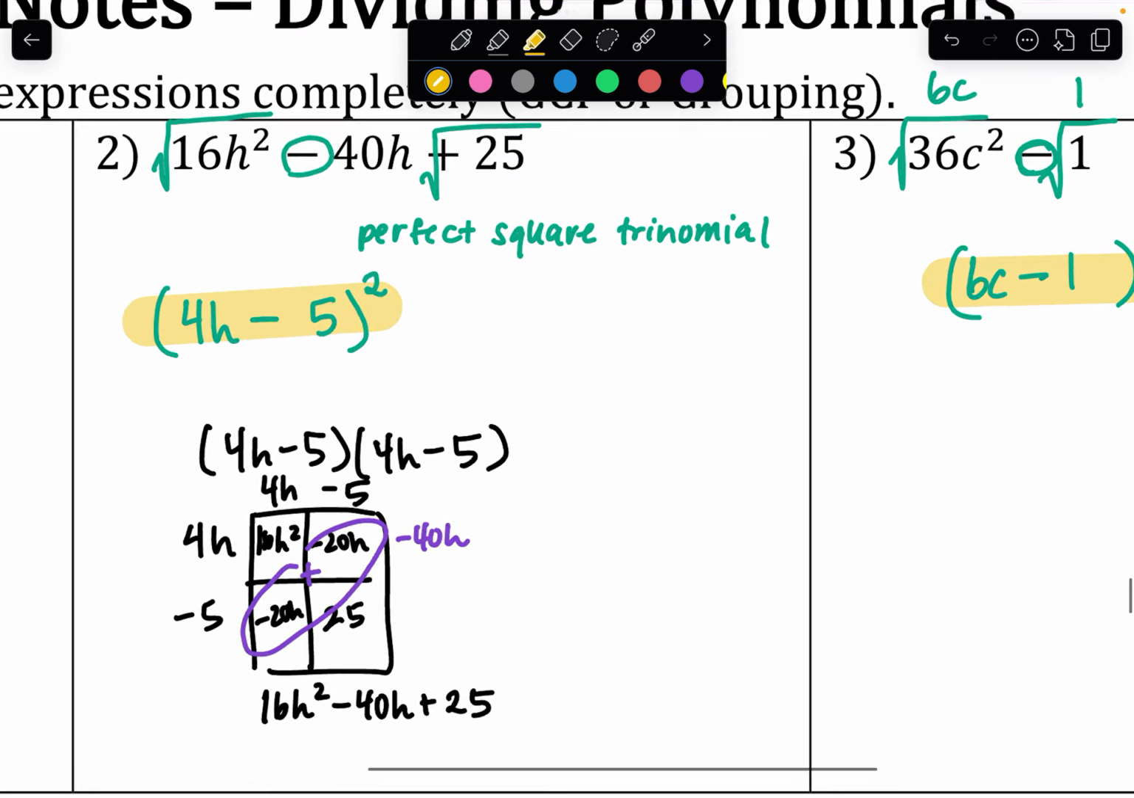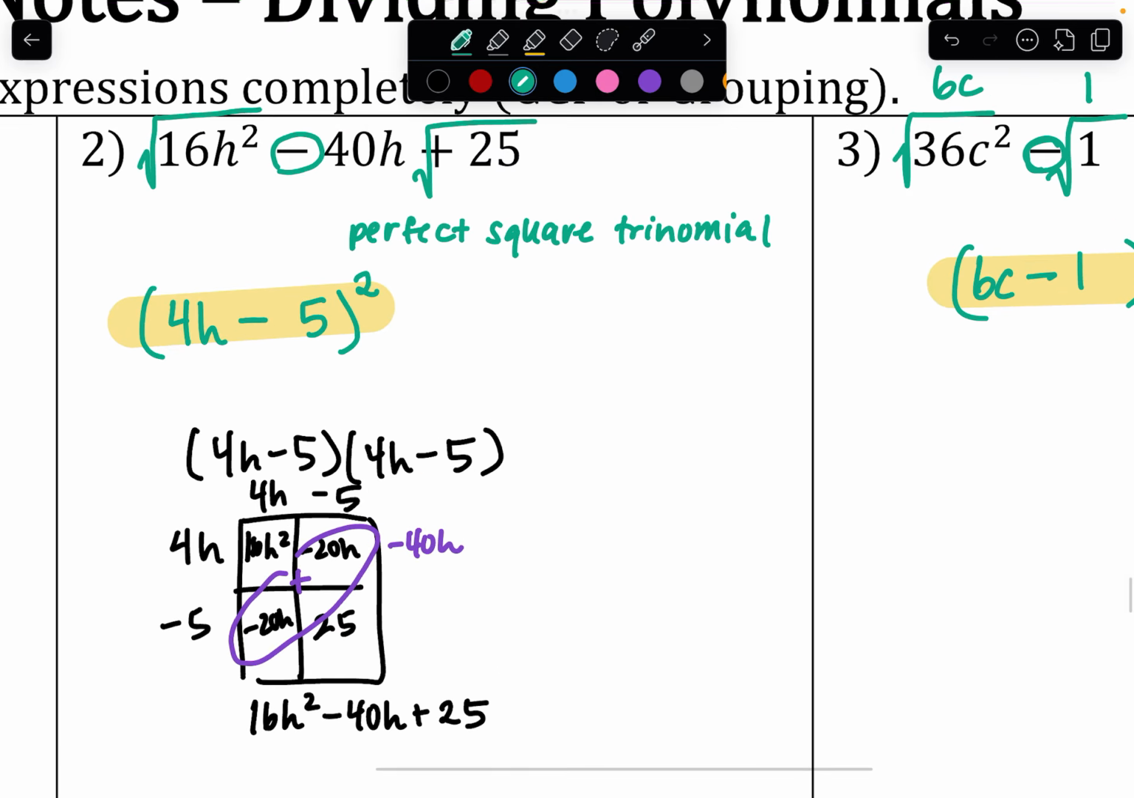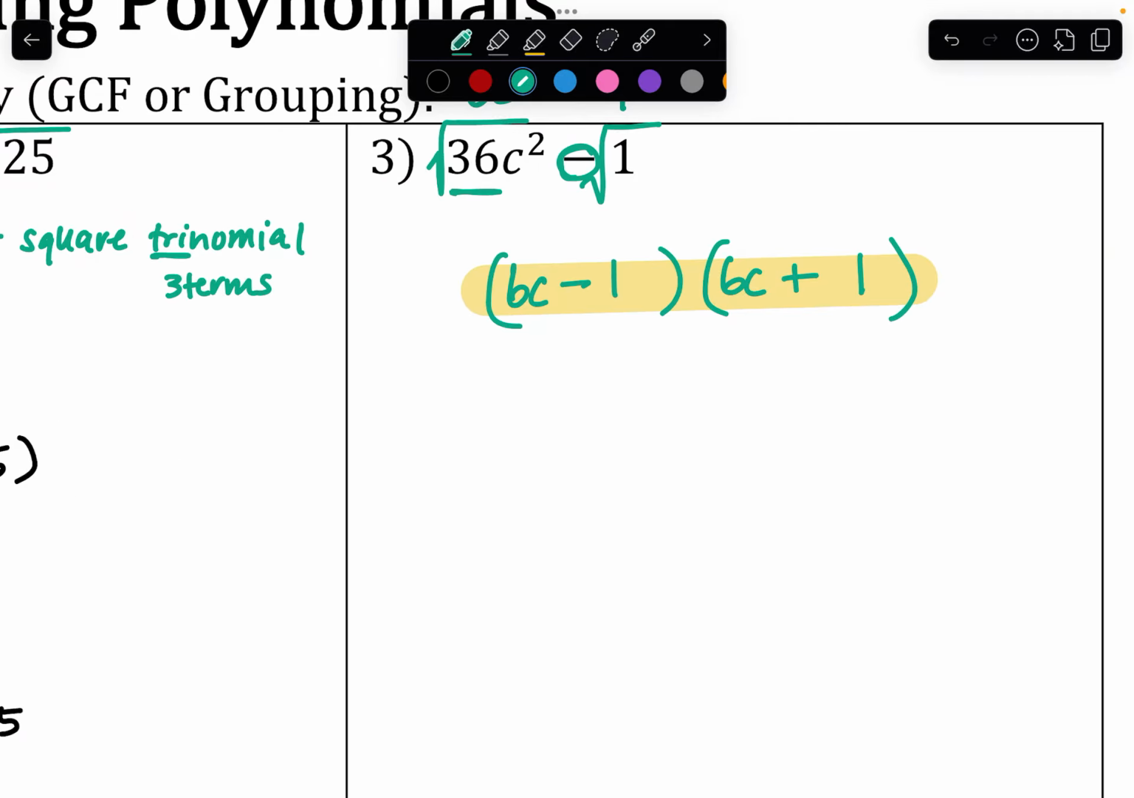So this first one is a perfect square trinomial, meaning three terms. This next one is a difference of two terms. And so difference of squares, meaning minus sign, has to be a minus sign. Difference of squares.